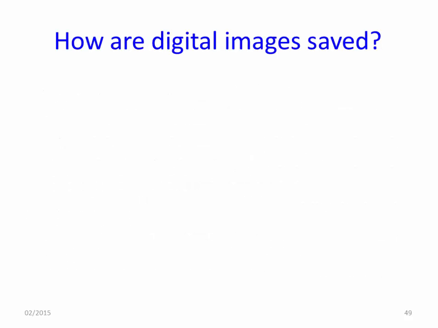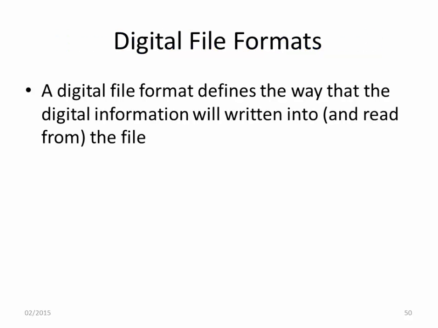All right, so that's how we create digital images. How do we save them? Well, we save them in something called a digital file, which has some kind of a format. The format is what defines the way that the digital information is going to be written into the file and ultimately read from it again.